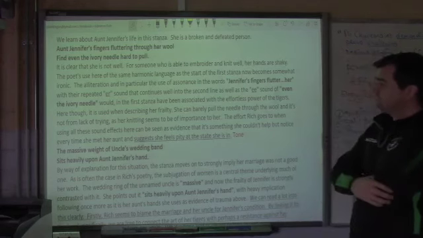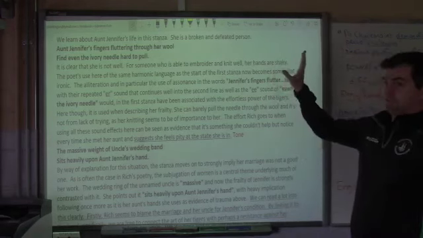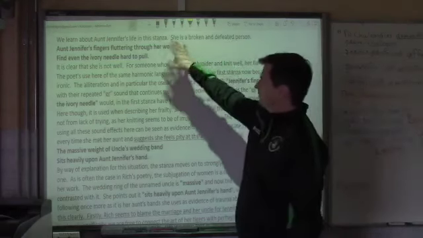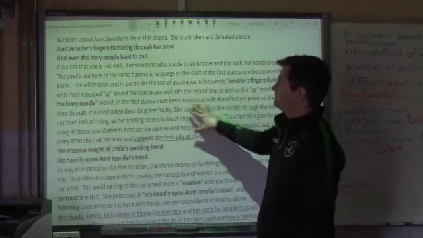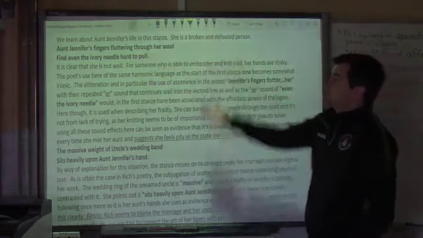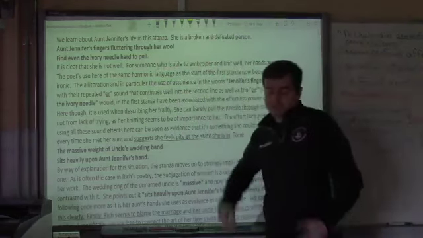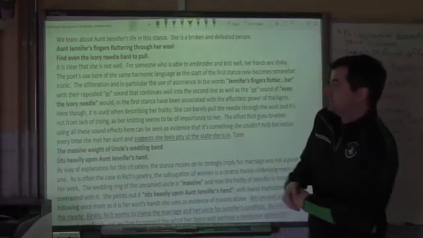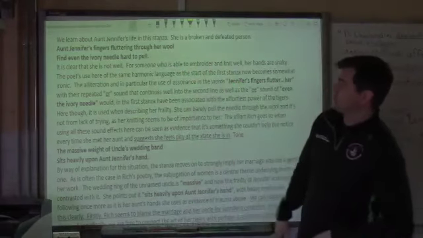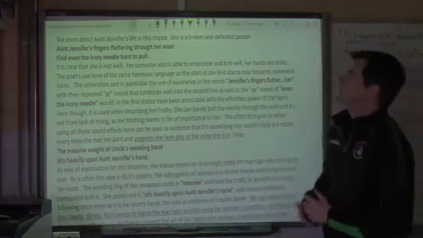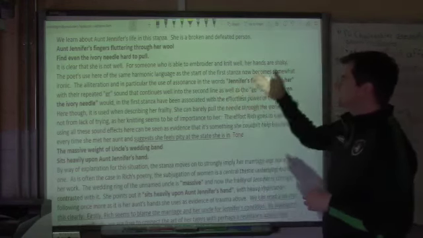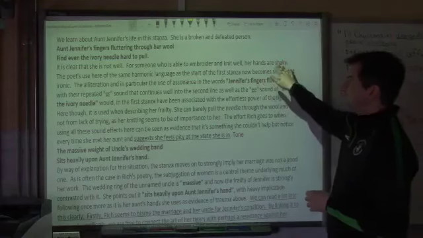Okay, so here's my version of stanza 2, what I would say. Here your point, your quote, and comment are mingled together. The point is always quite brief. We learn about Aunt Jennifer's life in this stanza. She is a broken and defeated person. If I had to sum it up in 1 or 2 sentences, I think that's pretty accurate. Focusing on these 2 lines, "Aunt Jennifer's fingers fluttering through her wool, find even the ivory needle hard to pull." So it is clear that she's not well. For someone who is able to embroider and knit well, her hands are shaky.